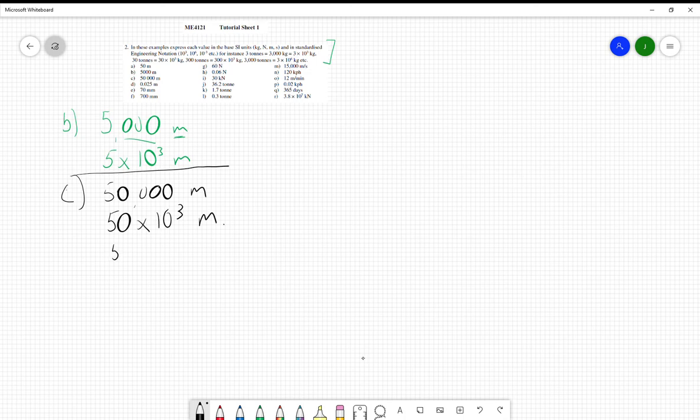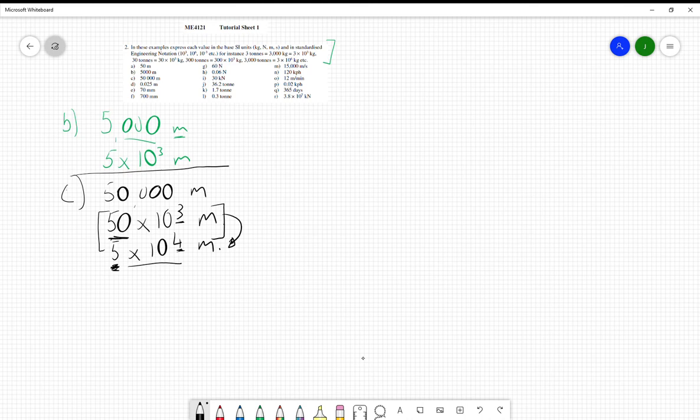Now you could, in scientific, go 5 by 10 to the 4 meters, but that's the difference between engineering and scientific notation. Scientific doesn't care about sets of 3, it cares about the fact that it is 5, that it's not like 500, whereas engineering prefers it to be in sets of 3. So here 50 by 10 to the 3 meters is engineering notation. Now I really don't mind, to be honest, whether it is scientific or engineering, as long as it's correct and as long as it's presented in this format.